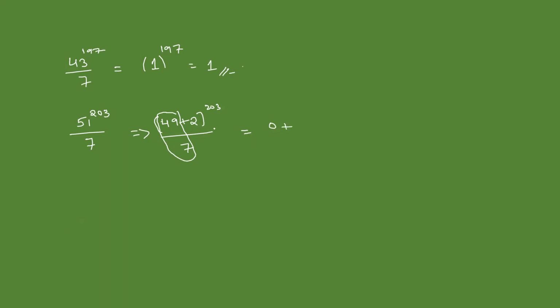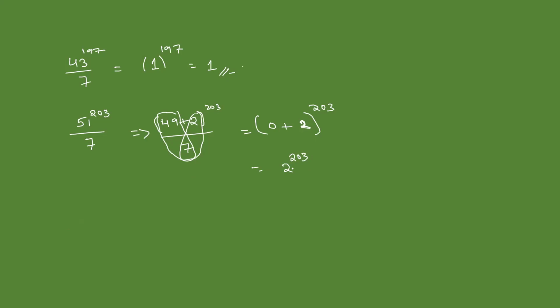Now, I have 2 by 7. The remainder becomes 2 itself. And the answer I will get here is 2 power 203, definitely a value greater than 7, right?